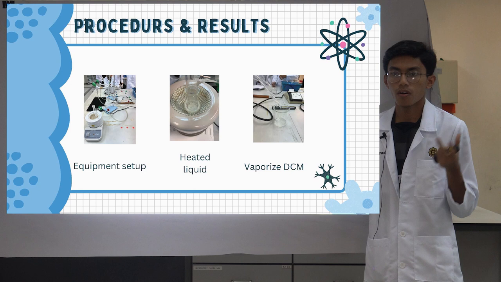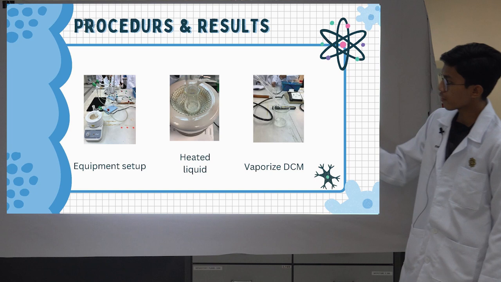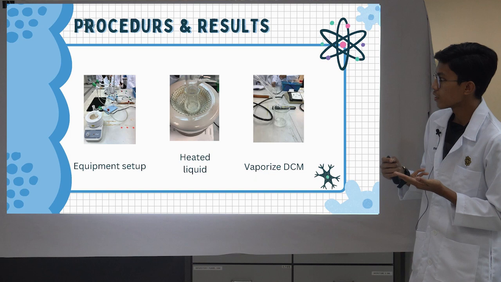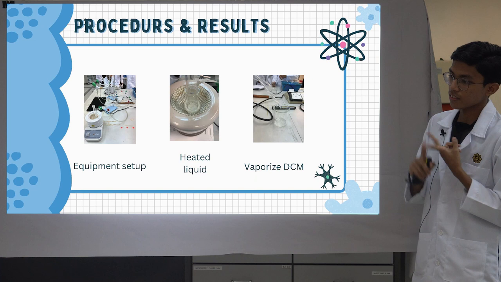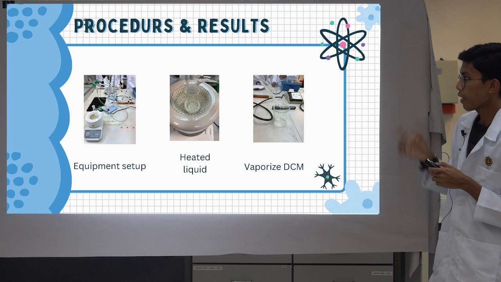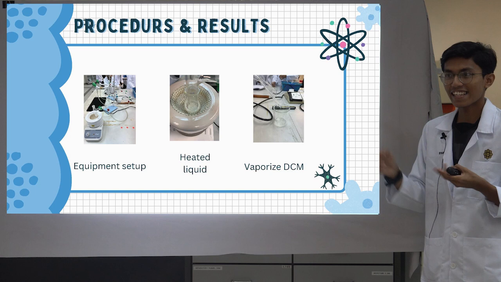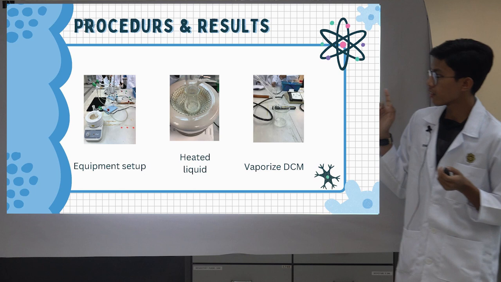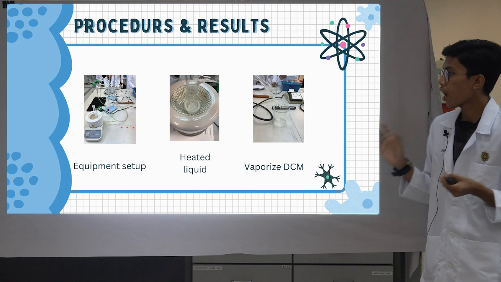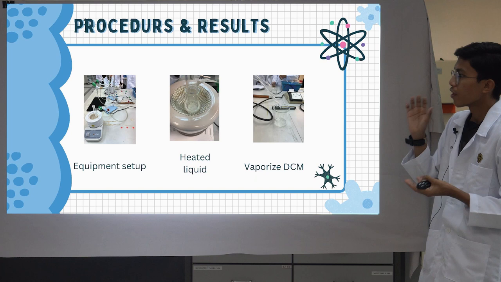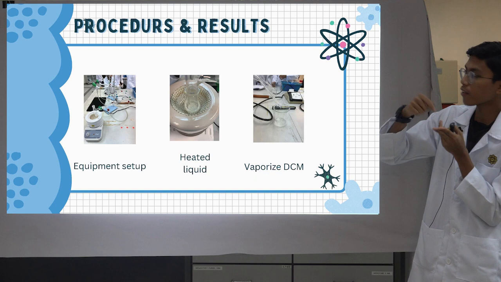So then, as you can see in the figures too, we put the round bottom flask, which contains the stones and the anhydrous sodium sulfate, onto the steam bath for heating. To make sure that during the heating the temperature of the flask is maintained at 40 degrees Celsius, we need to use the thermometer, but the bottom of the thermometer must not contact the flask.